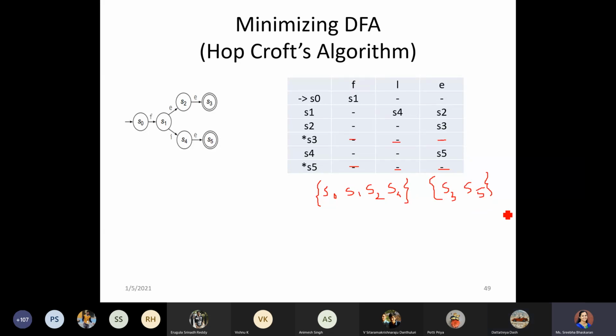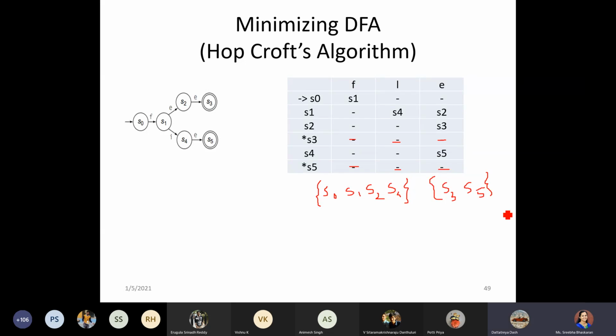It will go together. Yes, madam, can you again repeat? S3 and S5 with respect to F, I, E transitions, we don't have any contents mentioned. If we have any contents, then only we can make out whether we have to split or not. Here we don't have any transitions applied, so it is clearly understood that S3 and S5 can go together. We don't have to split it. So S3 and S5 will stay together.